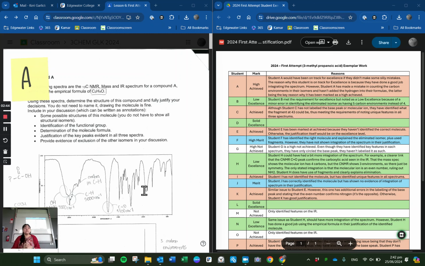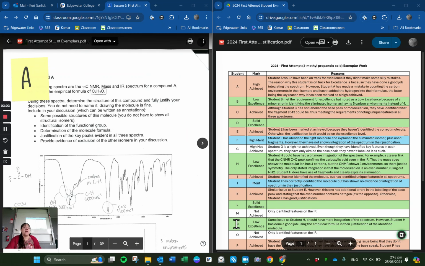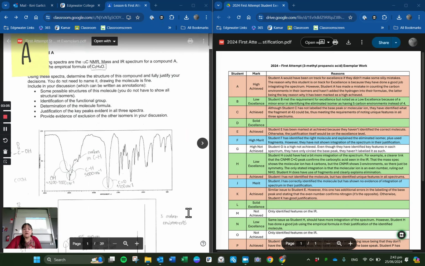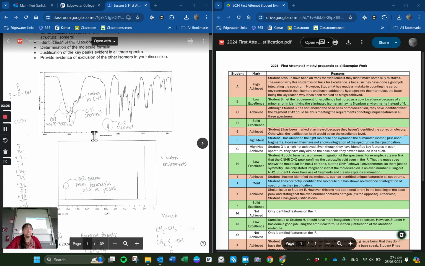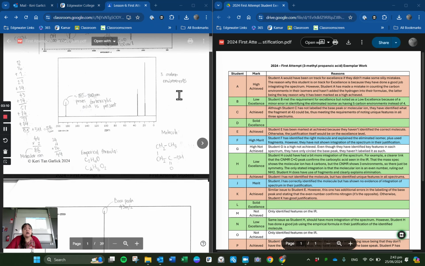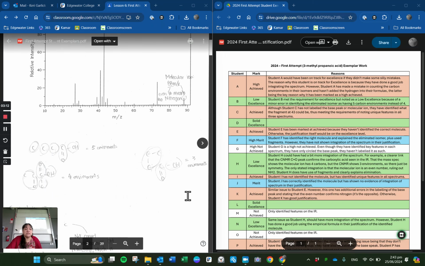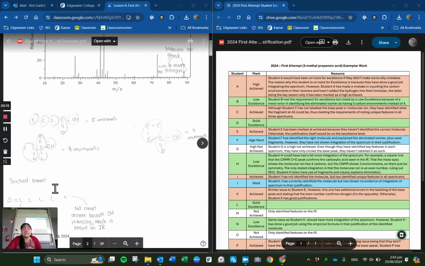So for the achieved, I put it on the Google form, and it basically said we are looking for identification of key features in all three spectra. So I was looking for all three of them. You needed to make a note on the IR, the mass spec, and the NMR. And if you're looking between the achieved and the not achieved, what I have here, the first one, is a high achieved. They've labeled everything. And the thing that they've missed for this one, which is really, really silly, is they do actually have the right answer here, but they didn't put the hydrogens down.